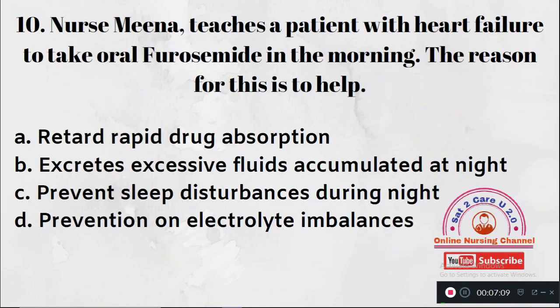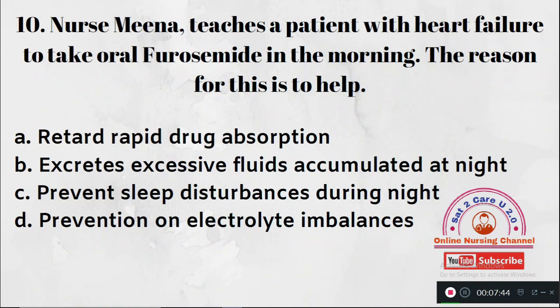Question number 10. Nurse Meena teaches a patient with heart failure to take oral furosemide in the morning. The reason for this is to help. Option A, retard rapid drug absorption. Option B, excrete excessive fluids accumulated at night. Option C, prevent sleep disturbances during night. Option D, prevention of electrolyte imbalances.